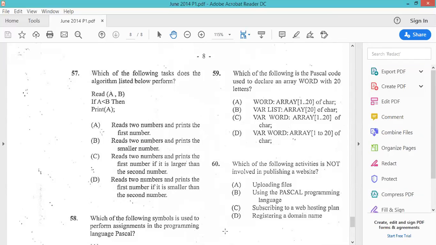Read two numbers and print the first number if it is smaller than the second number. Is that C? No. The answer is D, yes. Remember, this sign here is the less than sign, so it cannot be if it's larger, if it is smaller. So read the two numbers, they're called A and B, and it's going to print the first number if it is smaller than the second number. Are you guys seeing that? Yes, miss. All right.